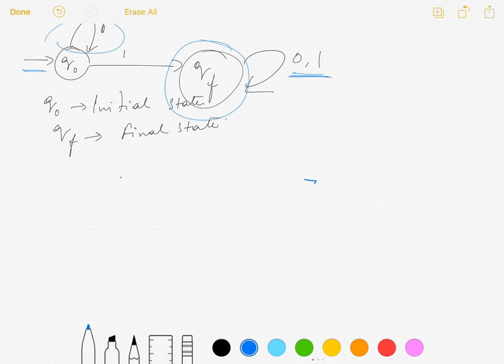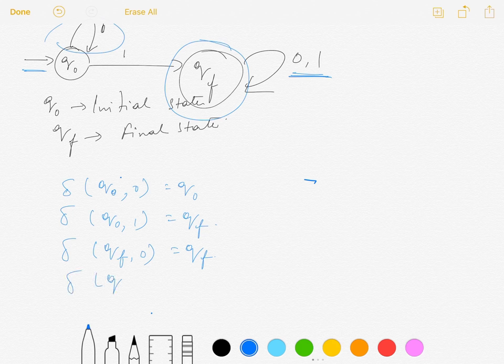Now, if I convert this automaton in the form of a transition function, how to write this? How many states do I have? Q0 and QF, right? At Q0, if I give 0, it remains in Q0. At Q0, if I give 1, it goes to QF. At QF, if I give 0, it remains in QF. At QF, if I give 1, it remains in QF. So, these are the possible transitions for the states Q0 and QF.